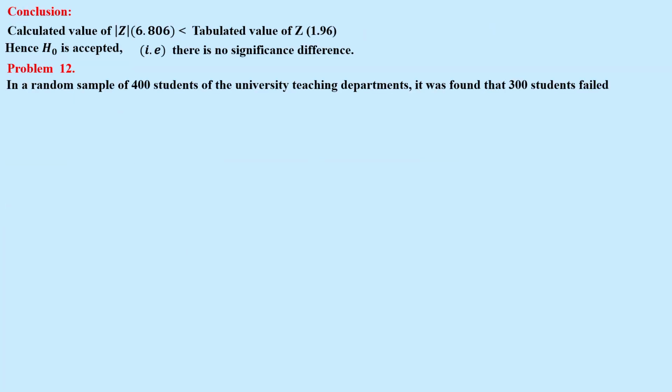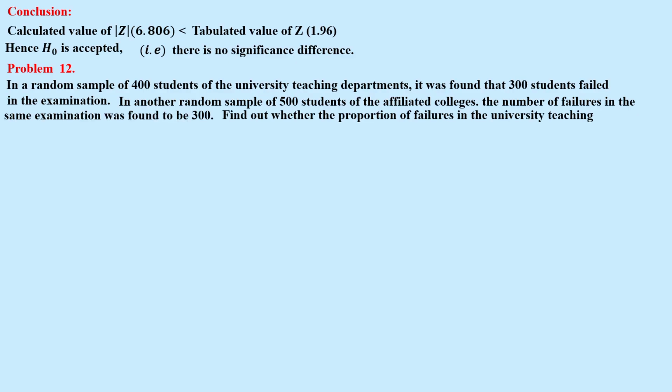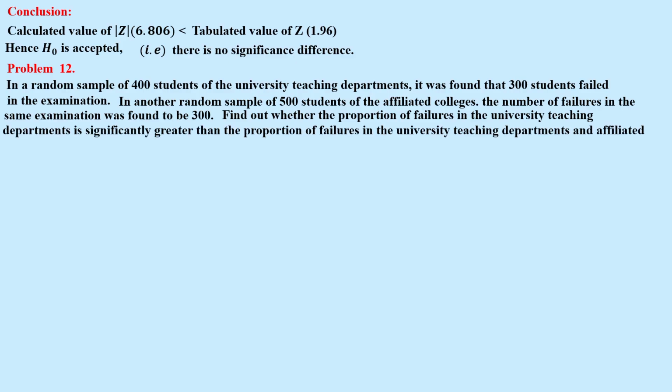Next problem. In a random sample of 400 students of the university teaching departments, it was found that 300 students failed in the examination. In another random sample of 500 students of the affiliated colleges, the number of failures in the same examination was found to be 300. Find out whether the proportion of failure in the university teaching department is significantly greater than the proportion of failure in the university teaching department and affiliated college taken together.